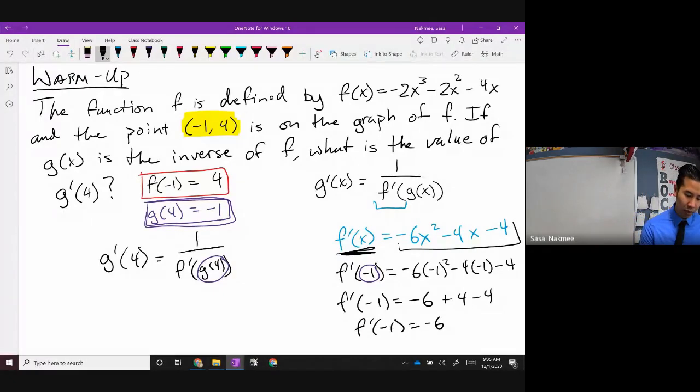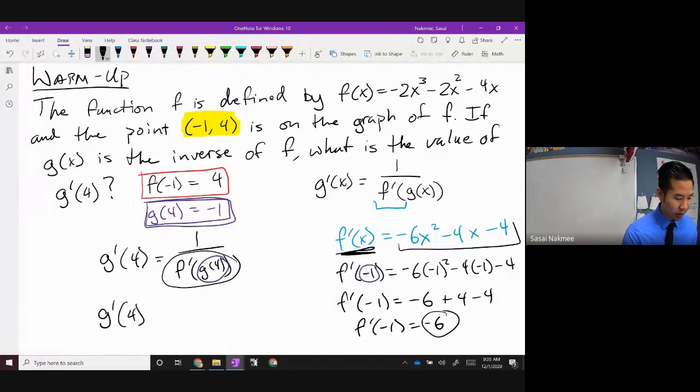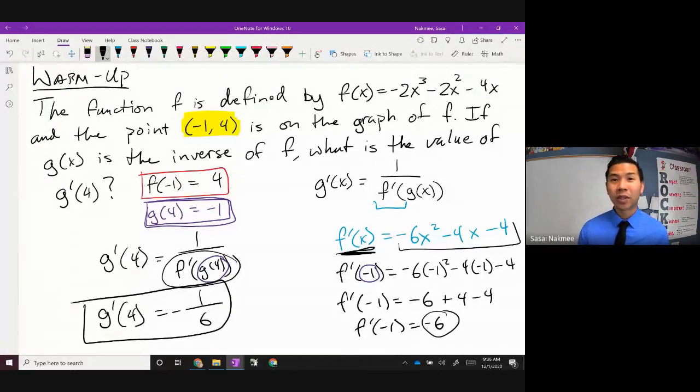So that means that this whole thing, f prime of g of 4, is going to be replaced with a negative 6. So what's my answer for the derivative of the inverse function evaluated at 4? It's just going to be equal to 1 over negative 6, or in other words, negative 1/6. And that's it. That's how you find the derivative of an inverse function. That's all you got to do. And if you're not even evaluating it at a point, then you could just leave it as 1 over f prime evaluated at g of x. That would be your answer.